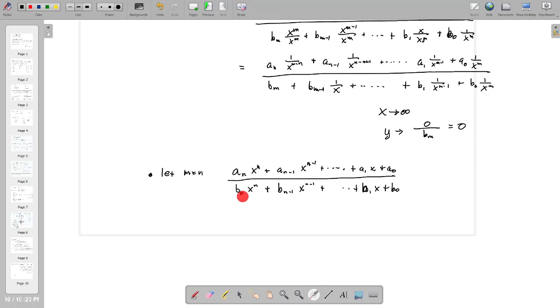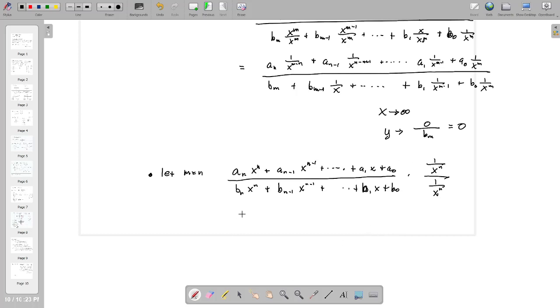Now again, I can use n here instead of m because m is equal to n. Since they're equal, I can replace m with n or n with m. It doesn't matter. Now, again, we divide top and bottom by x to the highest degree in the denominator. The highest degree in the denominator is n. So we divide top and bottom by x to the n.